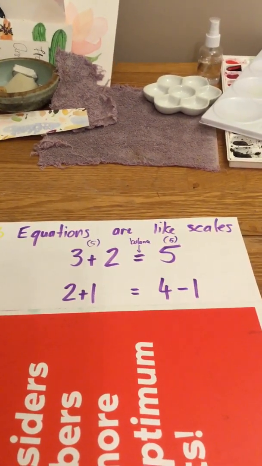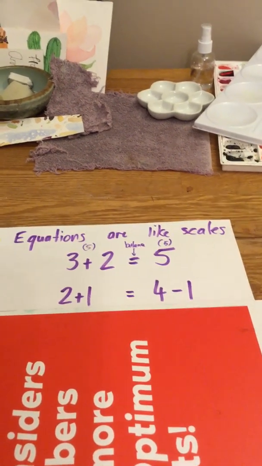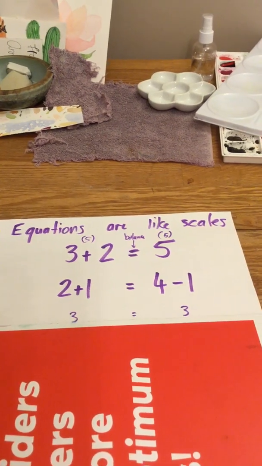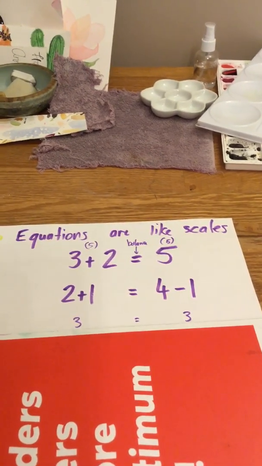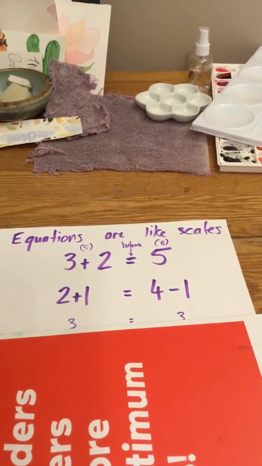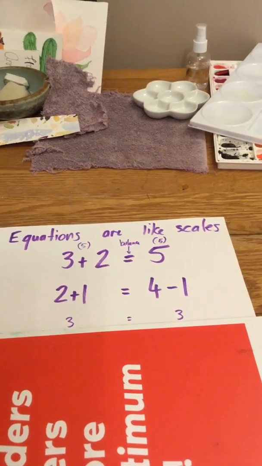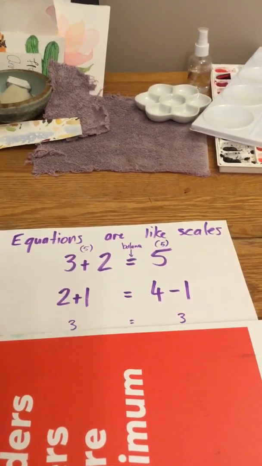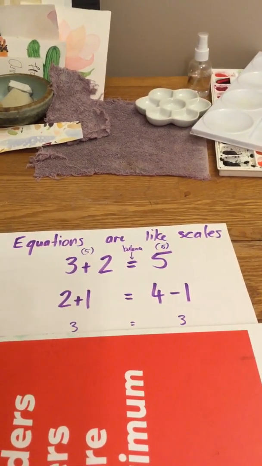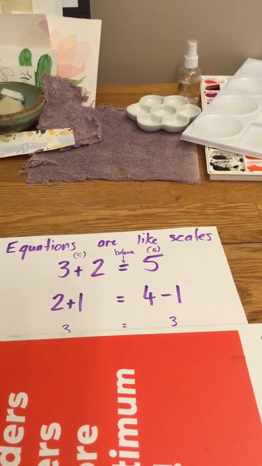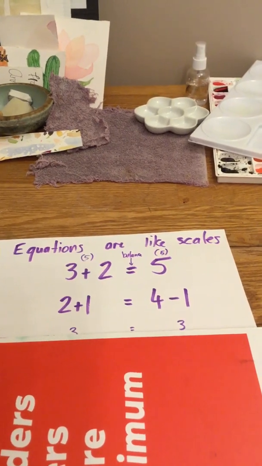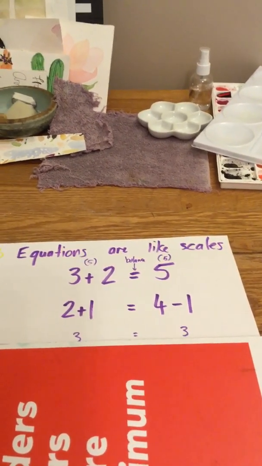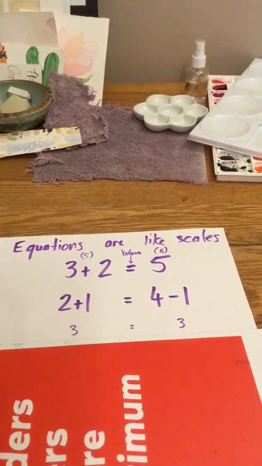So 2 plus 1 is equal to 4 take away 1. Because on the left side, I've got 3 with the 2 plus 1. On the right side, I've got 3 because it's 4 take away 1. Okay, so get your head out of the idea that the equal sign means the answer is after it. The equal sign means that the left side and the right side of the equation are balanced.